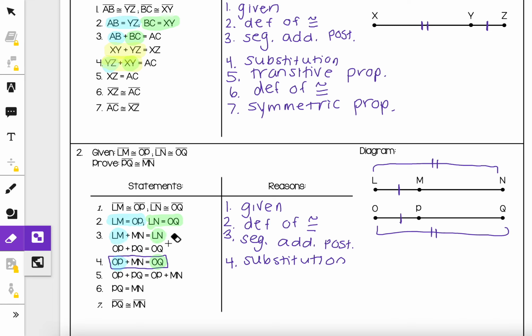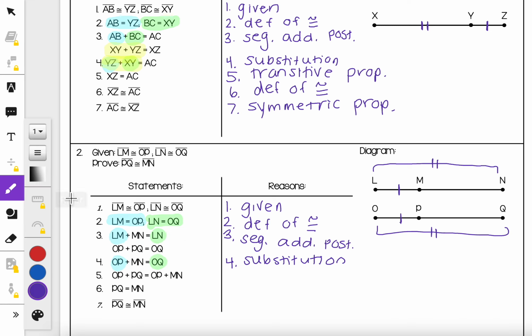And I'm going to get rid of those boxes. Okay. If I look at my equation in step 4, that's equal to OQ. And if I look at my second segment addition postulate equation in step 3, I see that they're both equal to OQ. OP plus PQ equals OQ, and OP plus MN equals OQ. All right, so this is an example of my transitive property. Think of this as cutting out the middleman. We can say OP plus PQ equals OP plus MN using the transitive property.